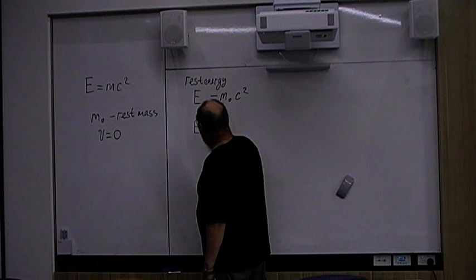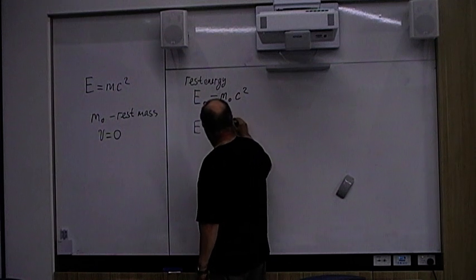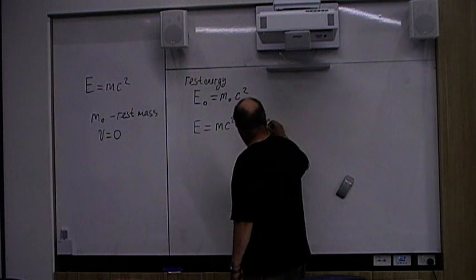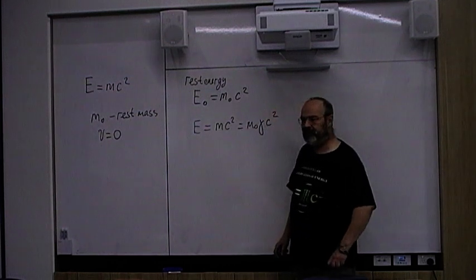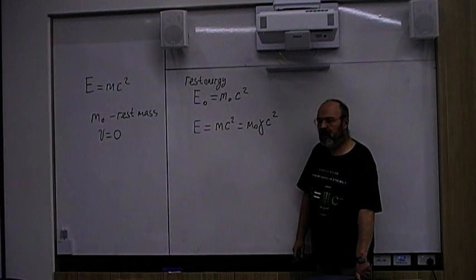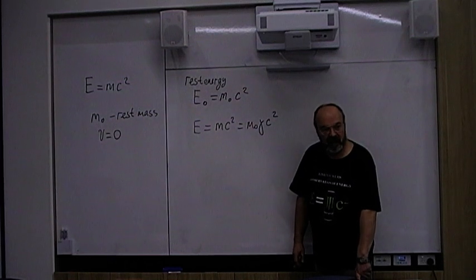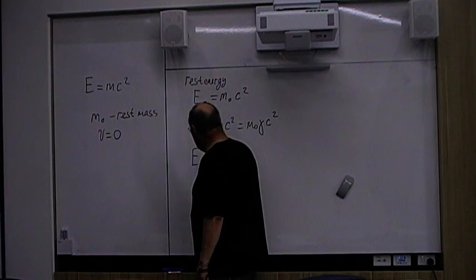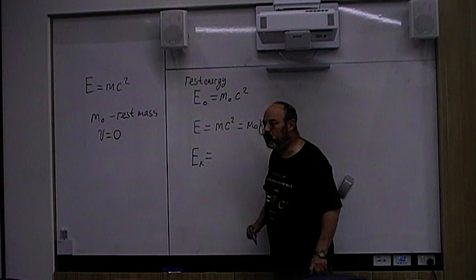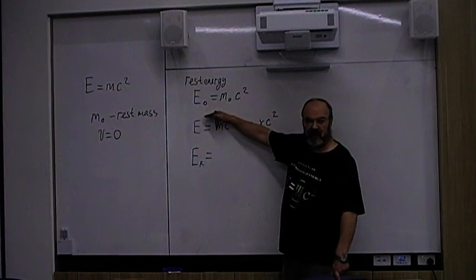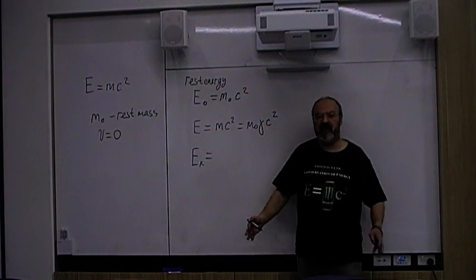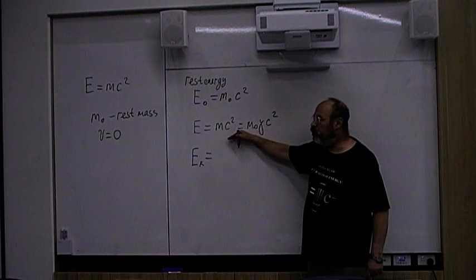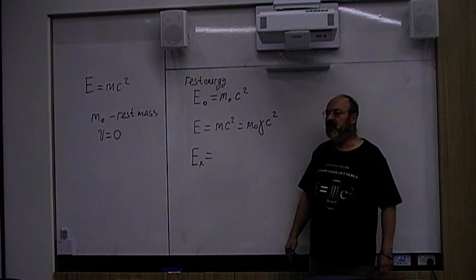When an object is moving, it has energy mc squared equal to m0 gamma c squared. So how can we find kinetic energy, the energy related to the motion of the object? This is the rest energy, the energy that the object has when it's at rest, with zero velocity. This is the energy of the object when it's moving with speed v.